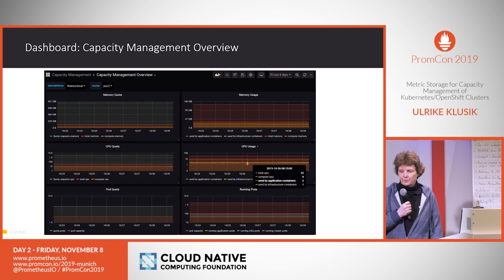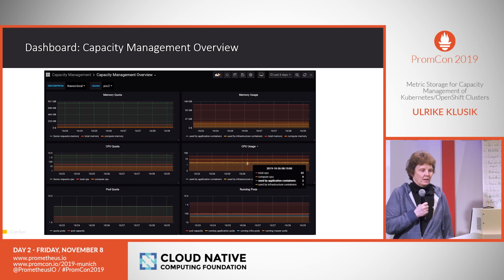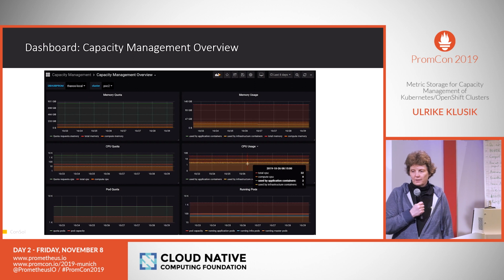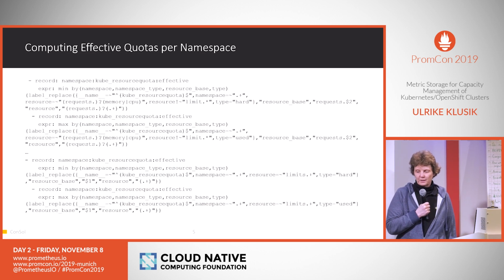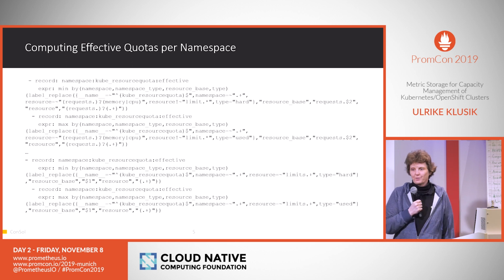The tricky part for Kubernetes is the quotas. There are different ways of writing quotas and you can have several quotas per namespace. So I needed some weird PromQL formulas. If you're interested in the details, you can come to me later on.